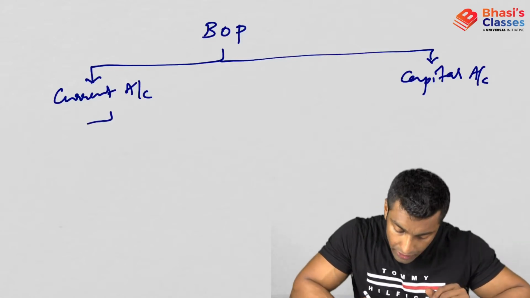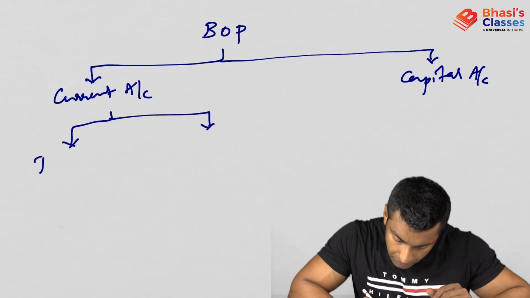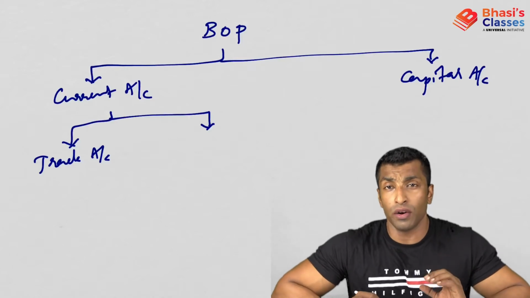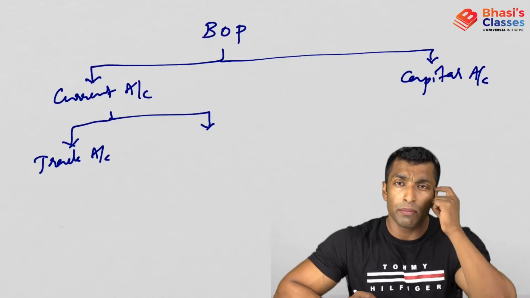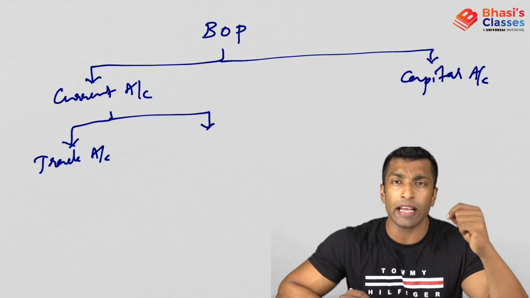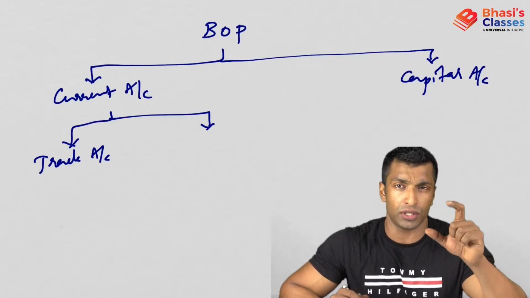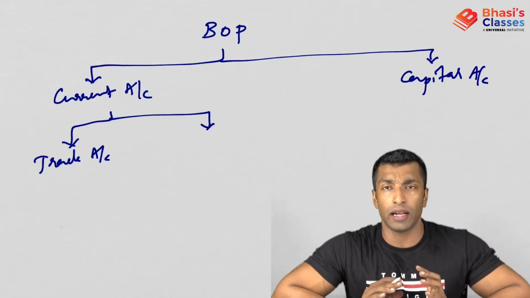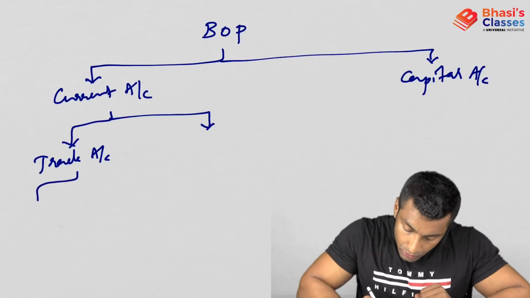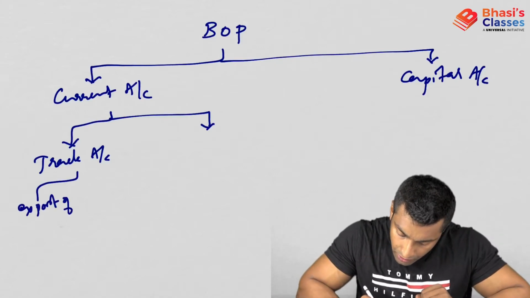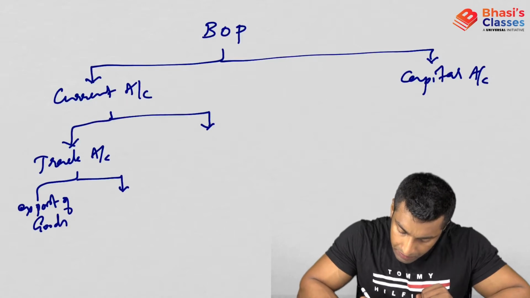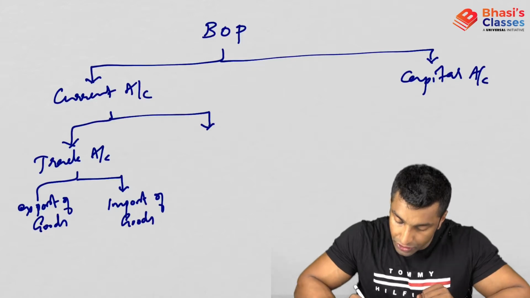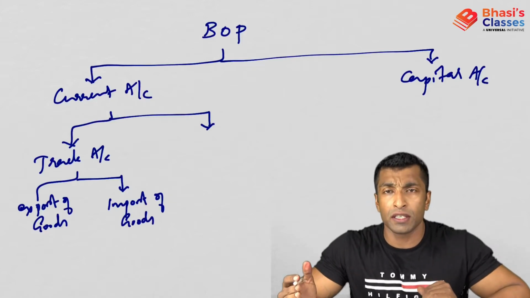Then the current account is actually divided into two: trade account, or it can also be called as visible account or merchandise account, because when you're talking about trade account, I am talking about exports of goods and imports of goods, not services here. And that is the reason why we are talking about visible account. Only goods are coming here. So that also you can write here: export of goods and import of goods.